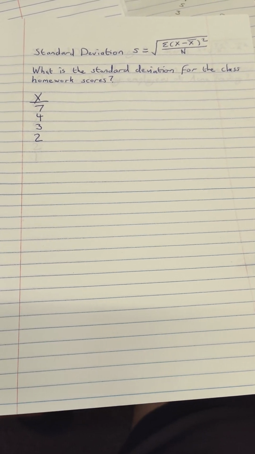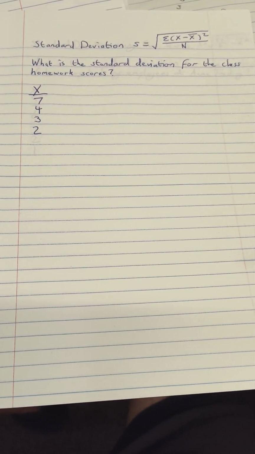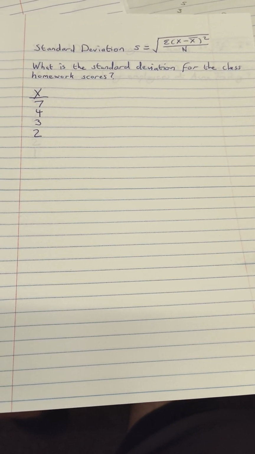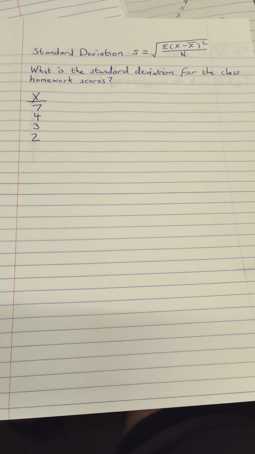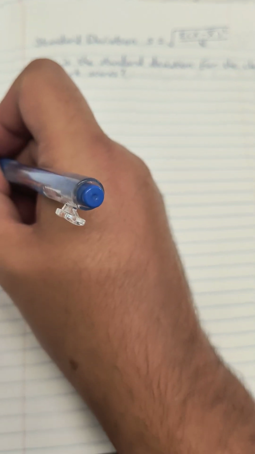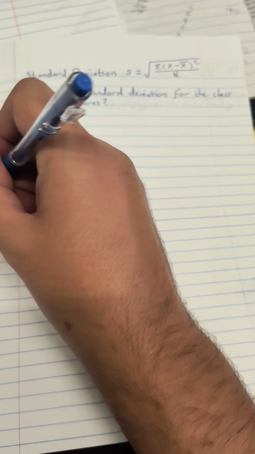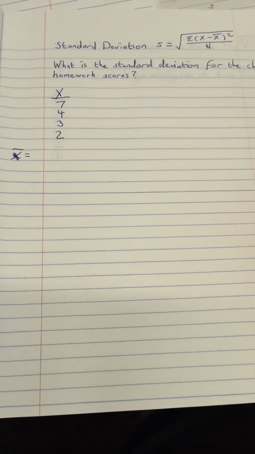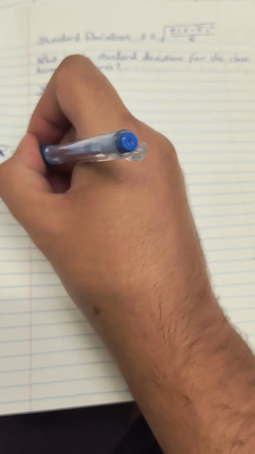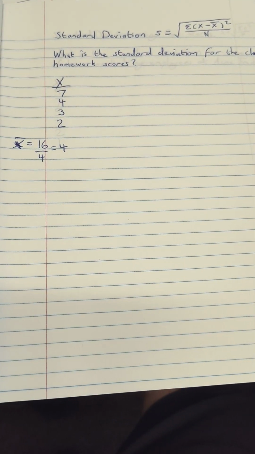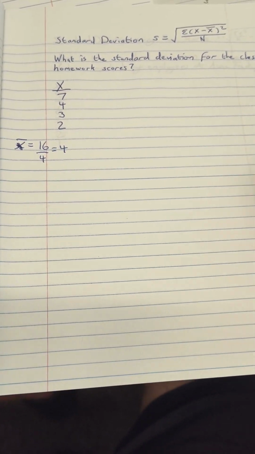Just like the variance, which is the foundation of the standard deviation formula, we are going to first calculate the mean for this distribution. So if we just run that really quick, adding up the scores, we have a total of 16. There are 4 scores, and so dividing that out, our mean for this distribution is 4.